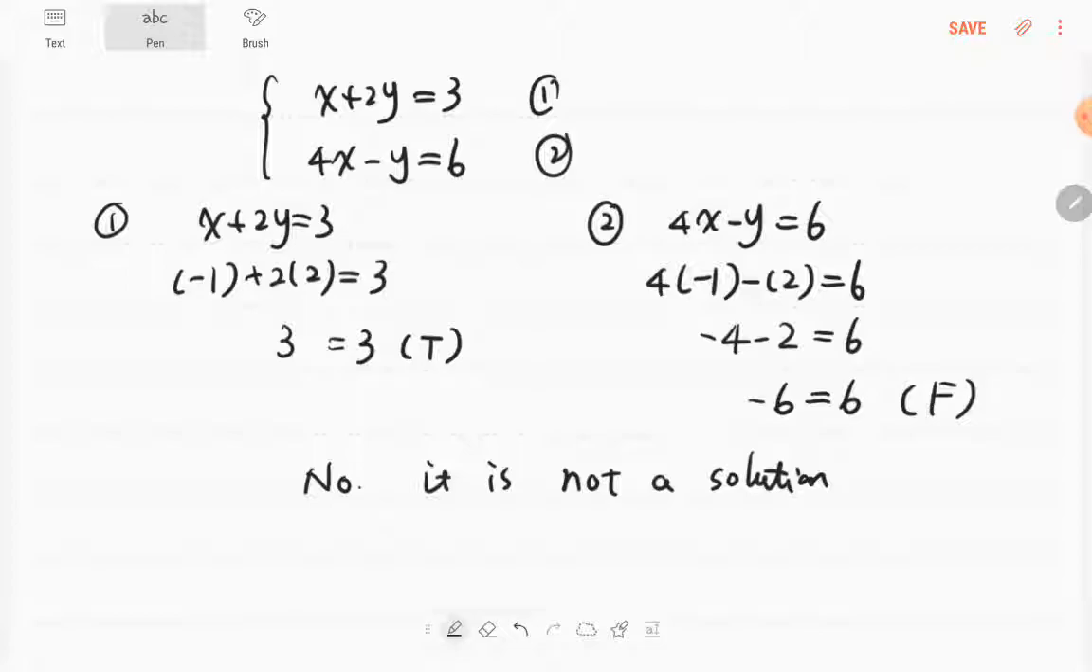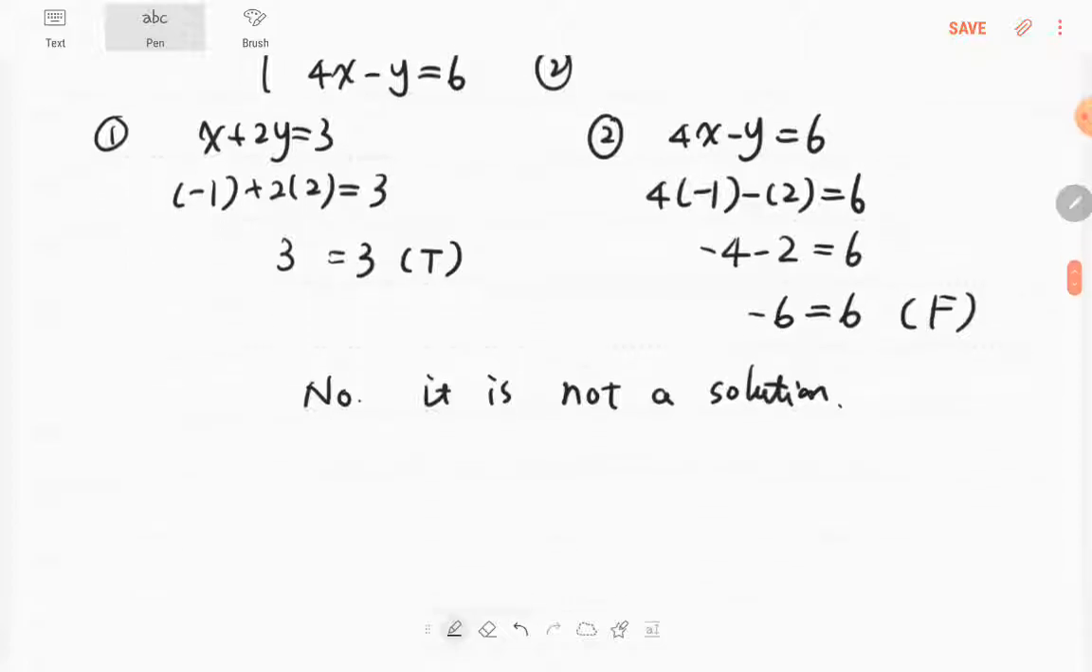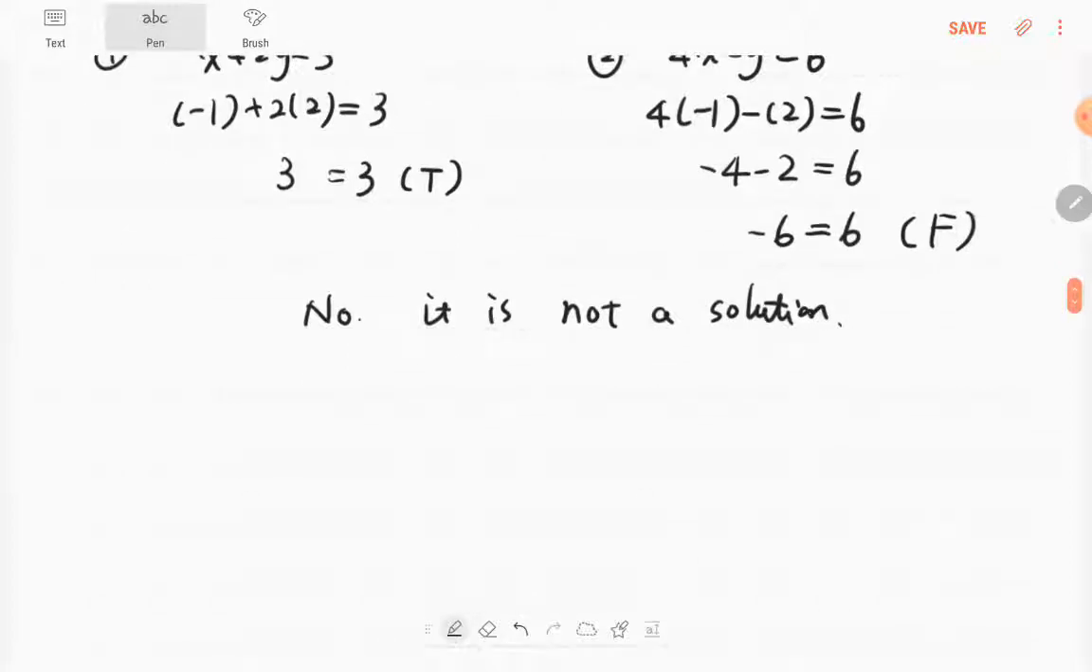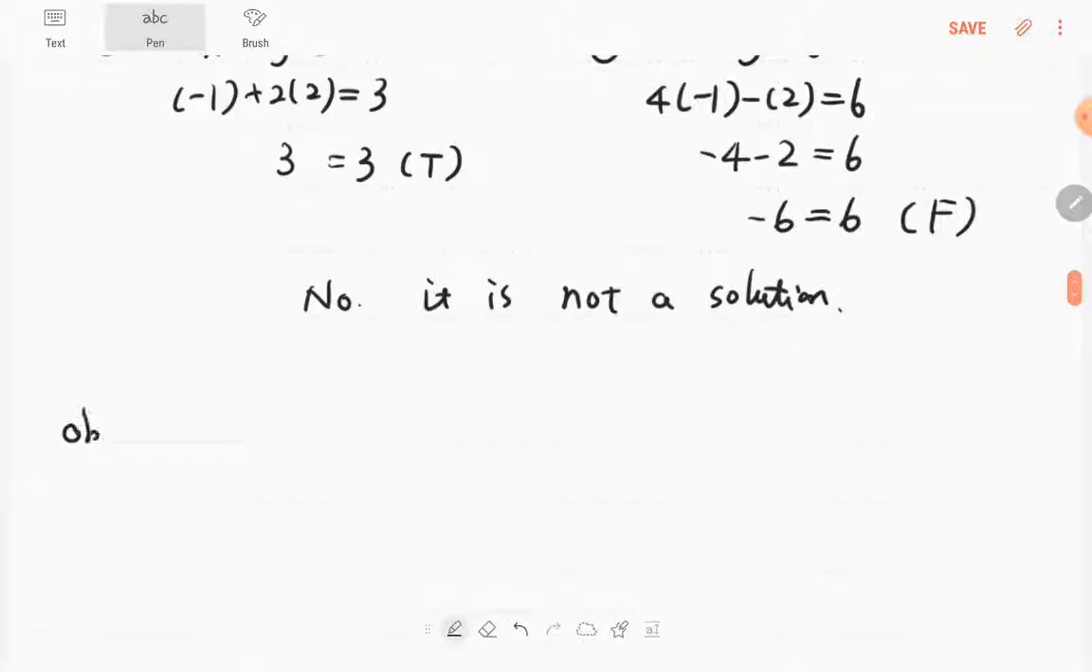Because we want to test both equations. Only if the two equations are all true, then we will say it's the solution. If one is true, another one is false, it's still not the solution. Okay, that's the first topic. Let's check objective B.